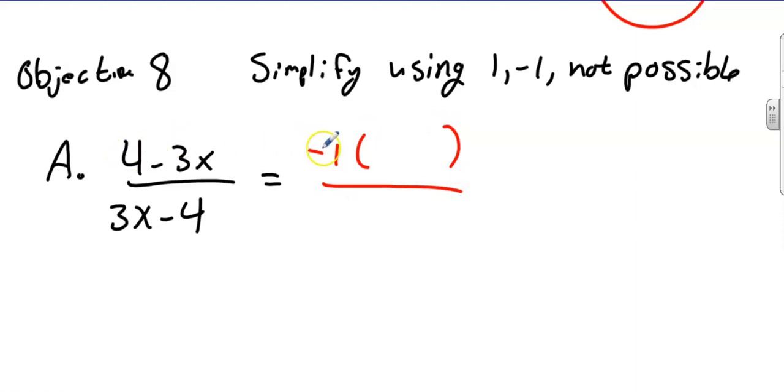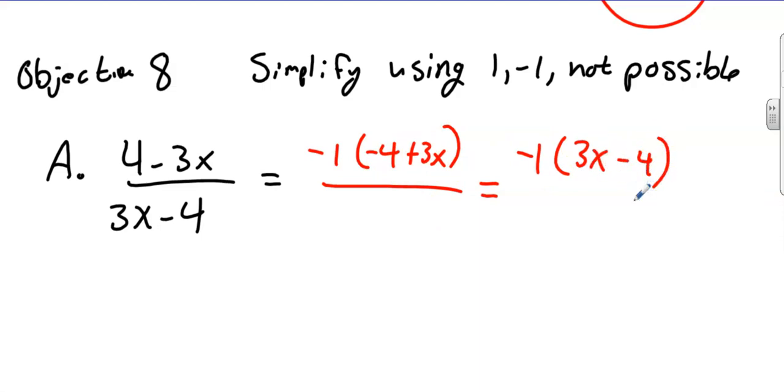So taking 4 divided by -1, that'll make that a -4. Take the -3 and divide it by -1, that'll make it a plus 3x. Which, when you turn it around, put the 3x first, now you do get the 3x minus 4.